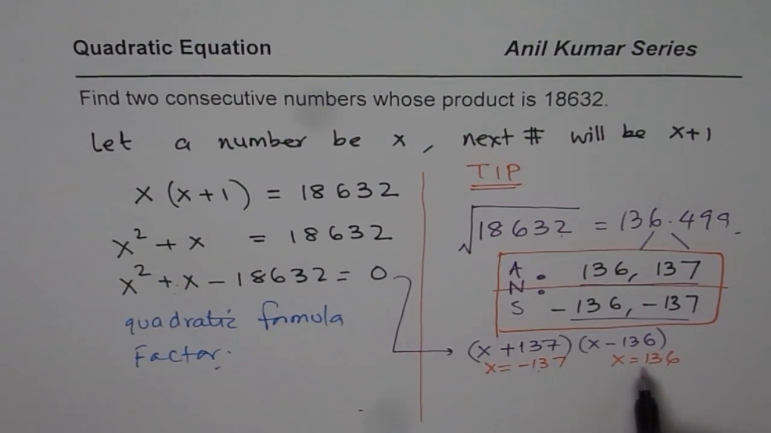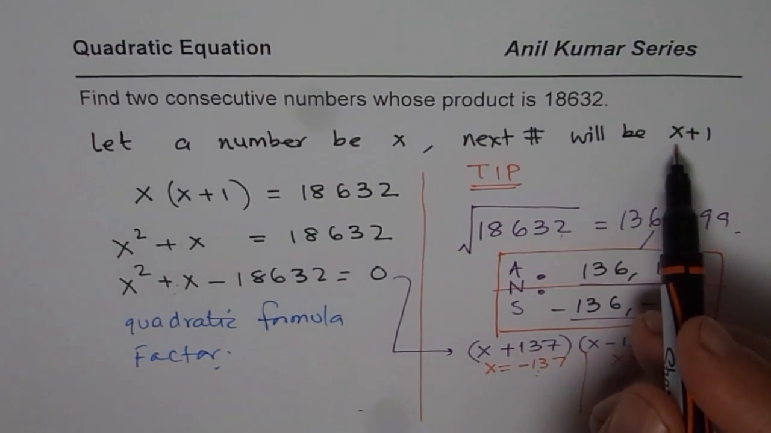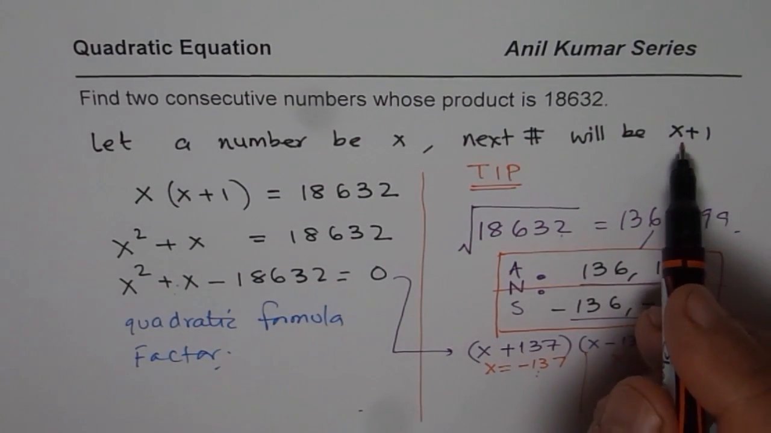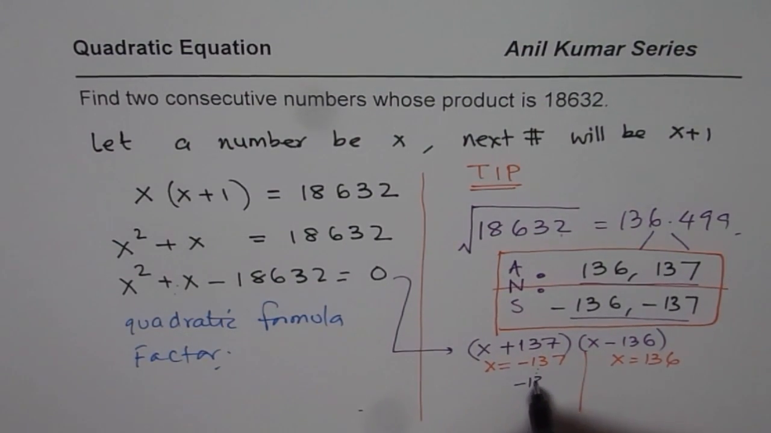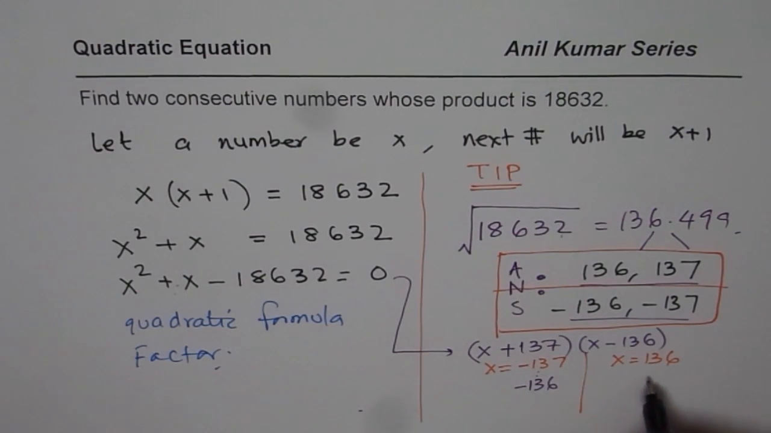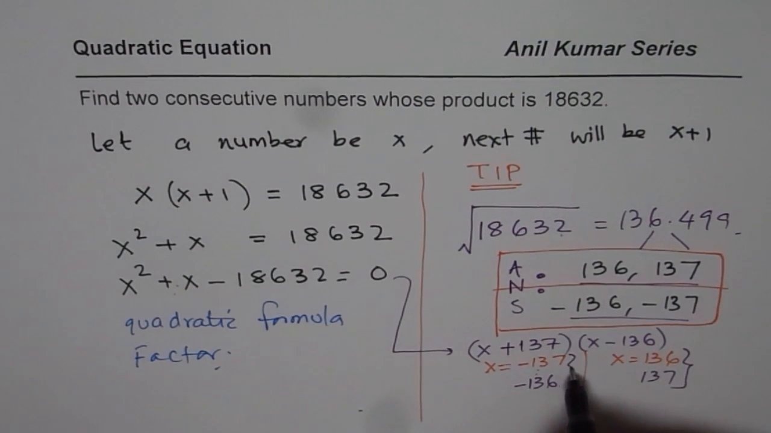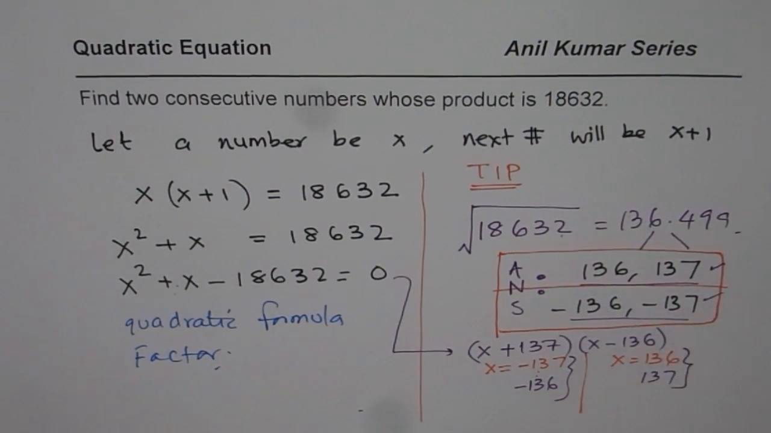Now when you get these answers, then you have to find two combinations. Don't forget, you have to add 1, right? So when you add 1 to this, you get minus 136. When you add 1 to this, you get plus 137. So that becomes one set and this is the other set which we're talking about.